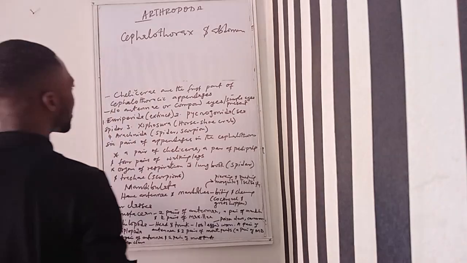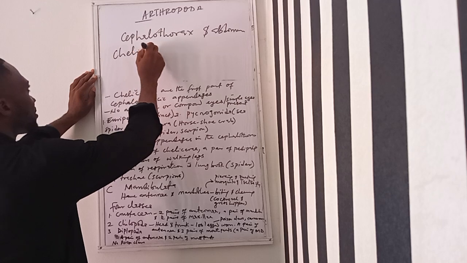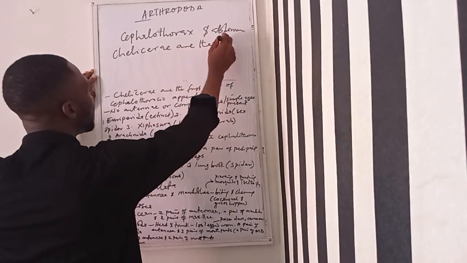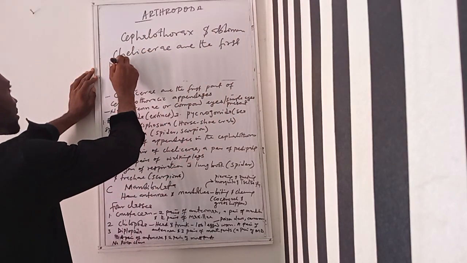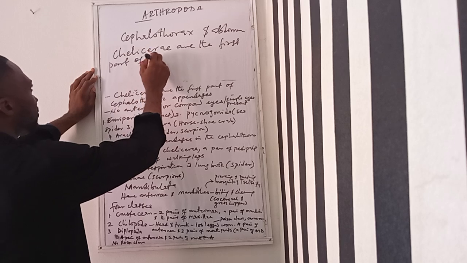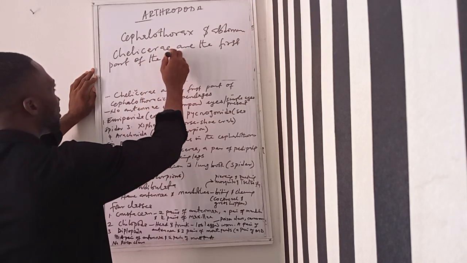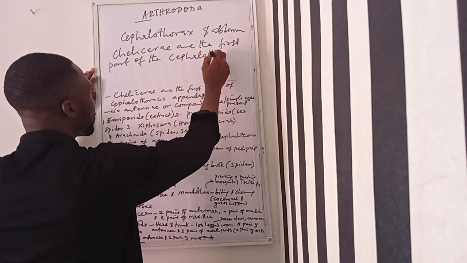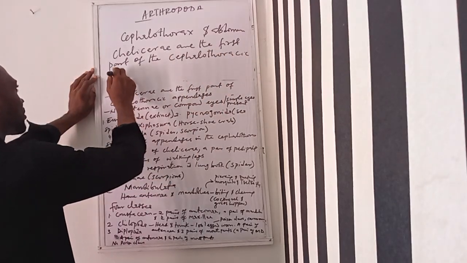So let me write this. Chelicerae are the first part of the cephalothoracic appendage.